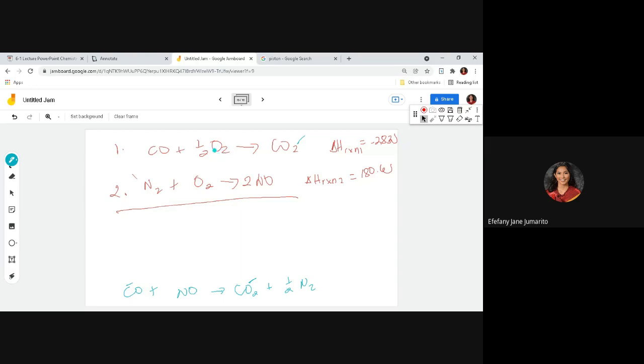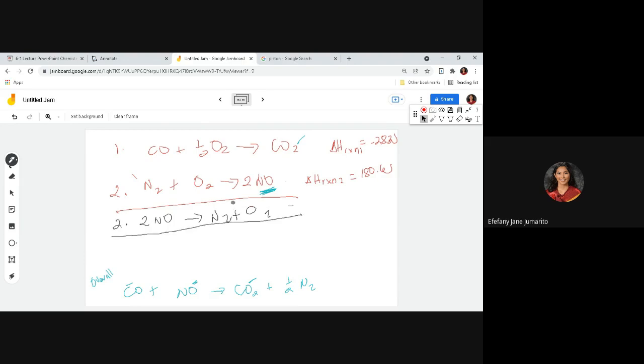It's okay. Now the NO is on the reactant side for the overall reaction. However, in reaction mechanism step 2, NO is on the product side. So what will we do to get NO on the reactant side? We will reverse, ma'am. Okay, so we will reverse this one. So we will have number 2: 2 NO yields N2 plus O2. Then what will happen to your reaction will be reversed, will be negative also. Now, will that be enough?